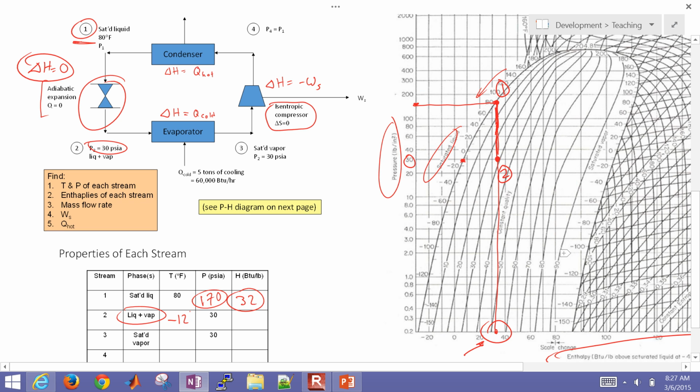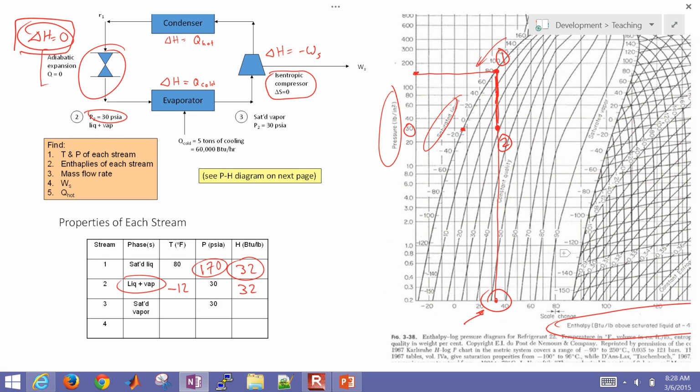Okay, so there's negative 12. That's how cold this evaporator is going to be, that's removing the heat from the room or the refrigerator. It's going to be negative 12 degrees Fahrenheit. Okay, and then the H is going to be the same as it was before, because delta H was 0 for that adiabatic expansion through like a Joule-Thomson valve, for example.